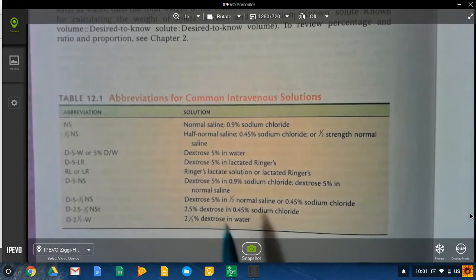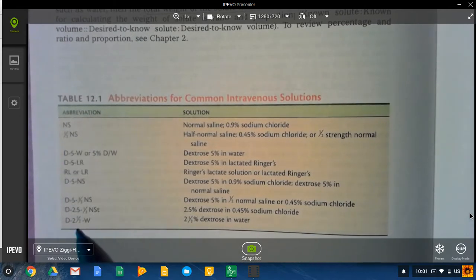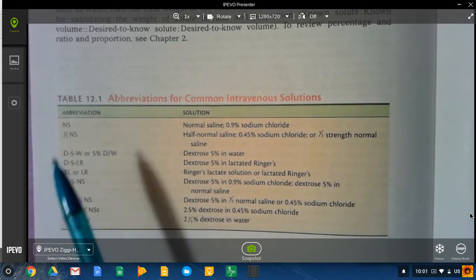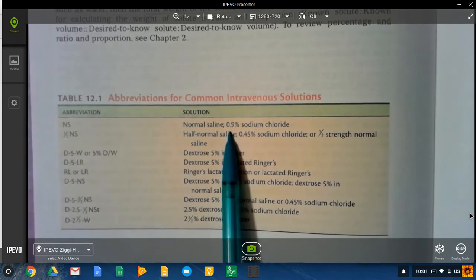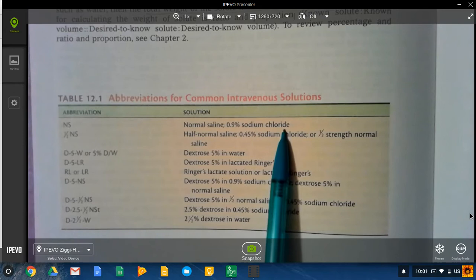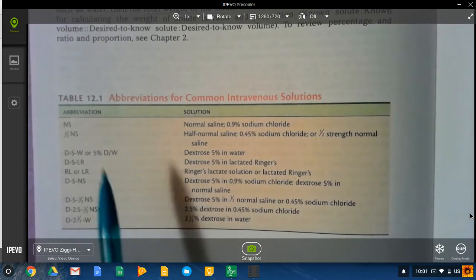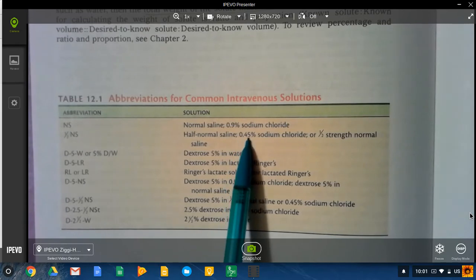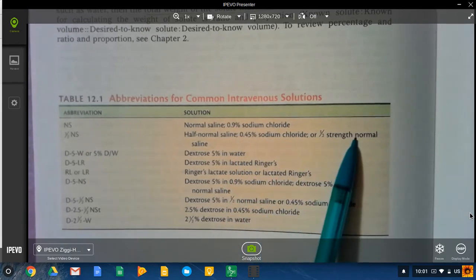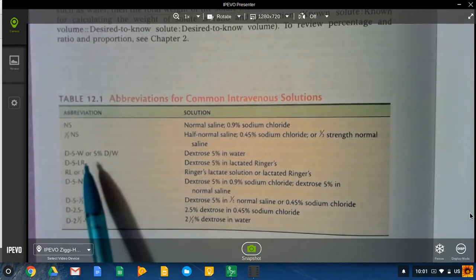You need to know these because these abbreviations are fairly common. So you'll need to know that NS means normal saline, and normal saline is 0.9% sodium chloride. You need to know that. Then, of course, a half normal saline is going to be 0.45 sodium chloride, or half the strength. That kind of makes sense.